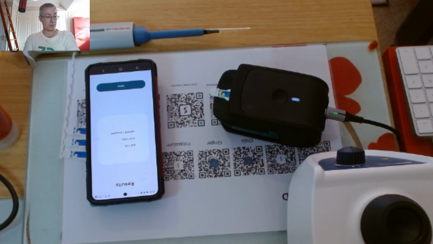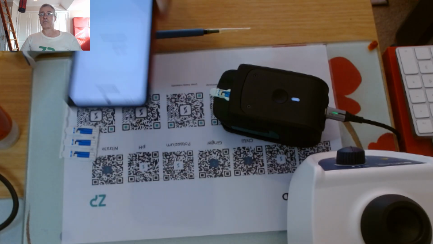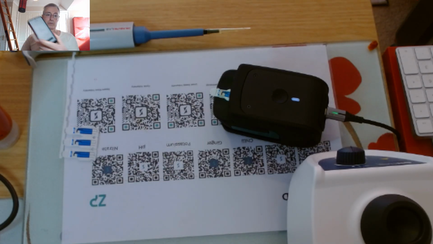And also, if the product is, I don't want to say deteriorating, but changing over time, you wouldn't know about it. Capsaicin is an organic molecule. It's not going to last forever. It's going to oxidize. So what I want to do now is, I can see on my phone I've got a result.